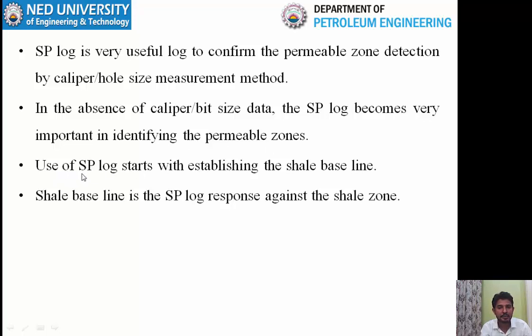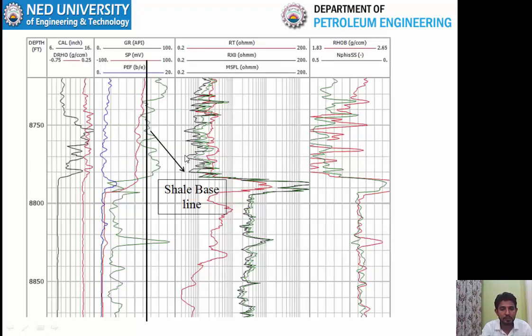The use of SP log starts with establishing the shale baseline, and shale baseline is the SP log response against the shale zone. So you first draw a shale baseline, and shale baseline is the line against the shale zone. So this is the shale baseline because this is the SP response against the shale. And how do we identify that this is the response against the shale? Because in this zone we have the higher gamma ray value.